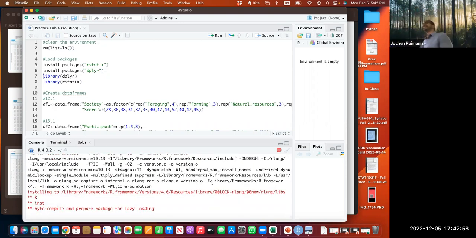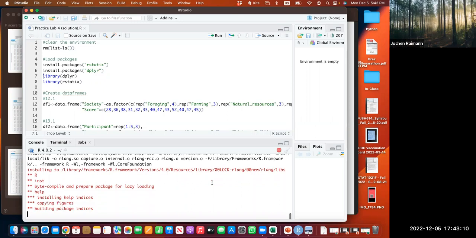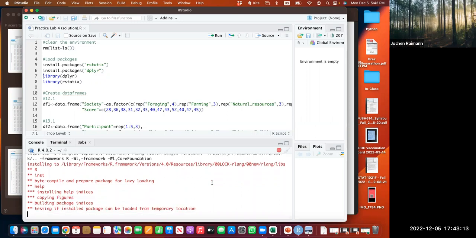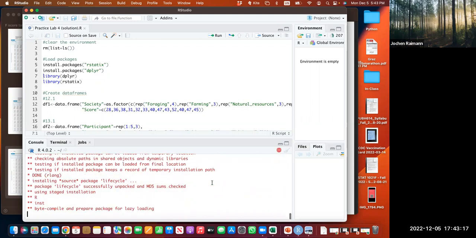Mine looks like this. Is this going to be a virus? Oh, yours just keeps running.